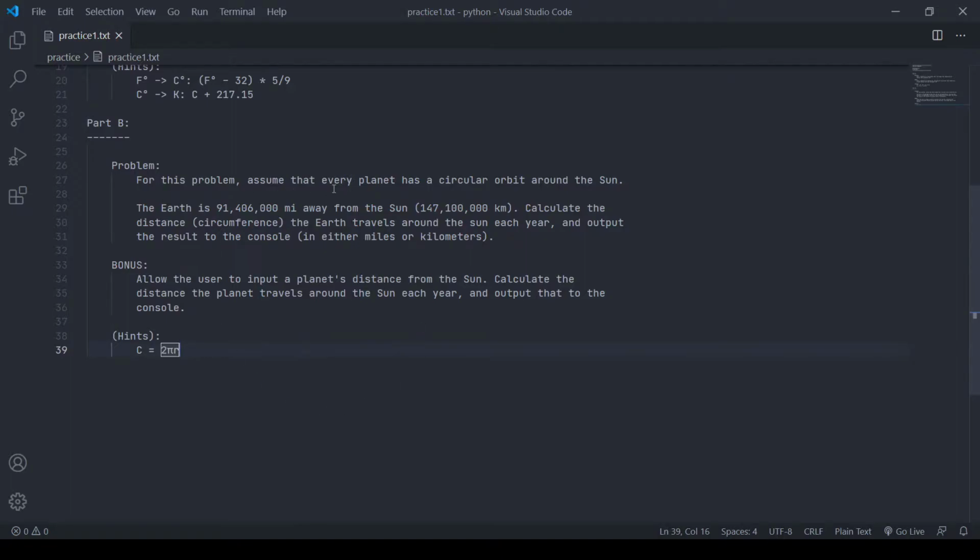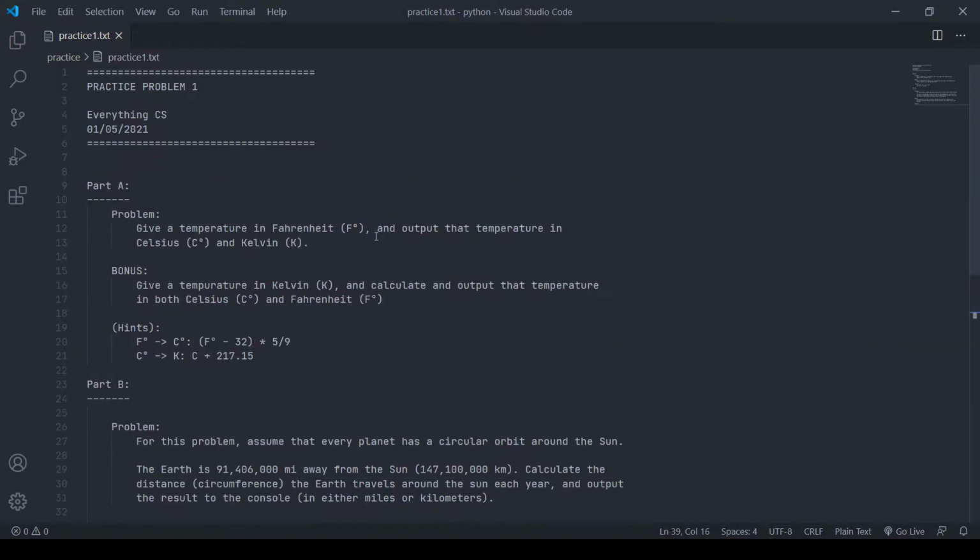For a bonus problem, allow the user to input a planet's distance from the sun. So this can be a real planet or a made-up planet or just any distance in general, but be able to accept any distance from the user and then calculate the distance that the planet travels around the sun each year and then output it to the console.